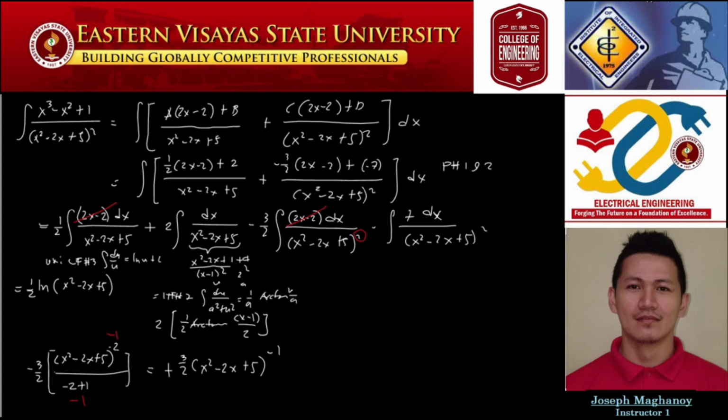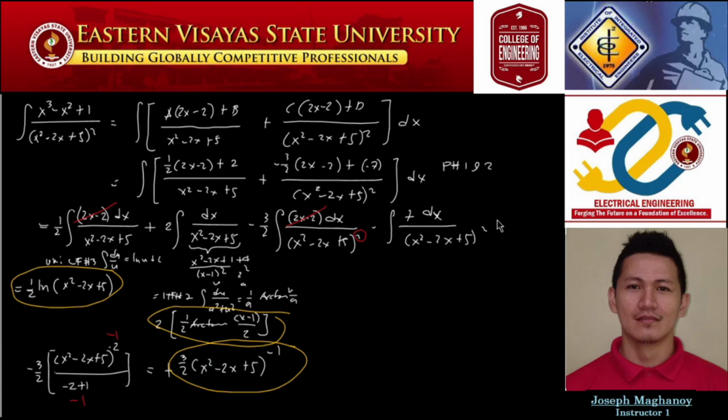with our term 1. Our second term, we are also done. And our third term, we're also done. Our fourth term, negative integral 7 dx over x squared minus 2x plus 5, is a different story. We apply trigonometric substitution.